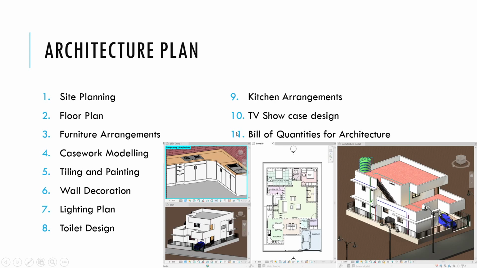Okay, finally what we need is bill of quantities for architecture. So if you're an architect, then you need the bill of quantity for architecture, majorly the space schedule and the door schedule, window schedule, and the opening schedule that you need. So those kinds of schedules also you can take in Revit. Okay, so this is about the architecture plan. Once the architecture plan is ready, then you can go for the next one.